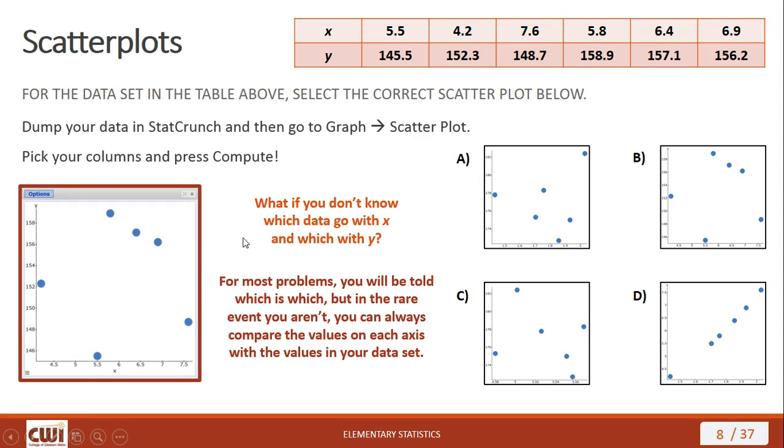When we do actually make the scatter plot, we get something that looks like this. And so comparing this with the patterns that we see in these 4 options, obviously the one we're going to pick is answer option B.